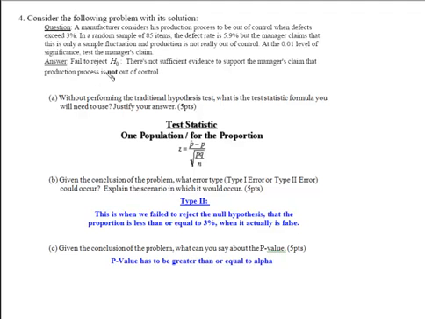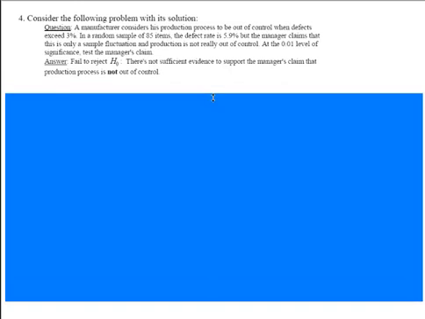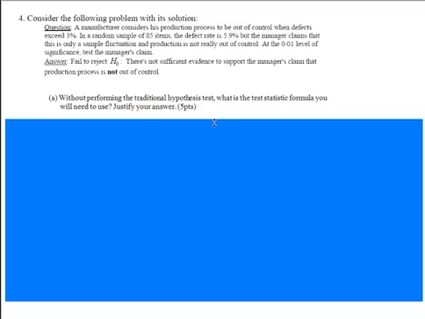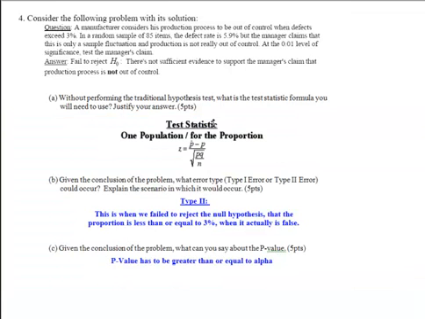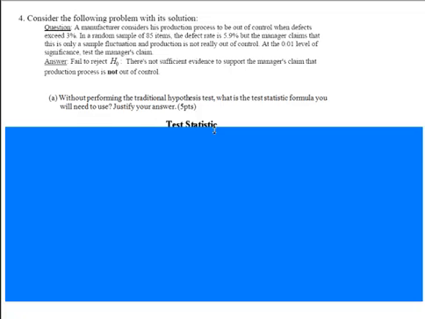The result comes out to be that you fail to reject the null hypothesis. There is not sufficient evidence to support the manager's claim that the production process is not out of control. So it seems like it's out of control. So without performing the hypothesis test, what is the test statistic that you would need to use?